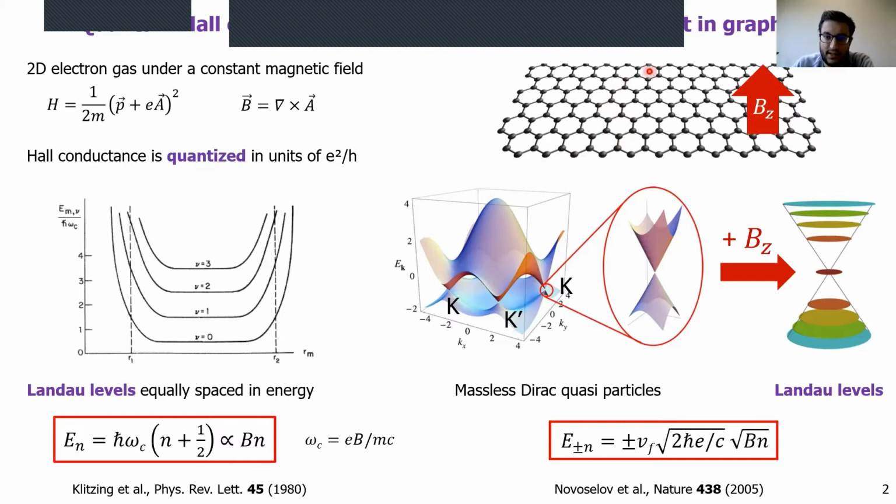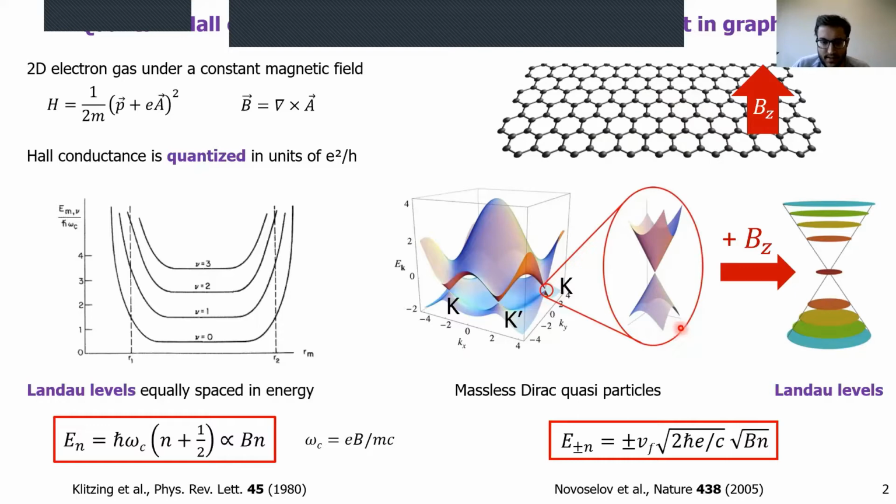Graphene is a two-dimensional honeycomb lattice of carbon atoms. And if we look at the energy spectrum of graphene, it's composed of two bands touching each other at specific points of the Brillouin zone called Dirac points. And near these Dirac points, the dispersion is linear. So we are dealing with massless Dirac quasi-particles.